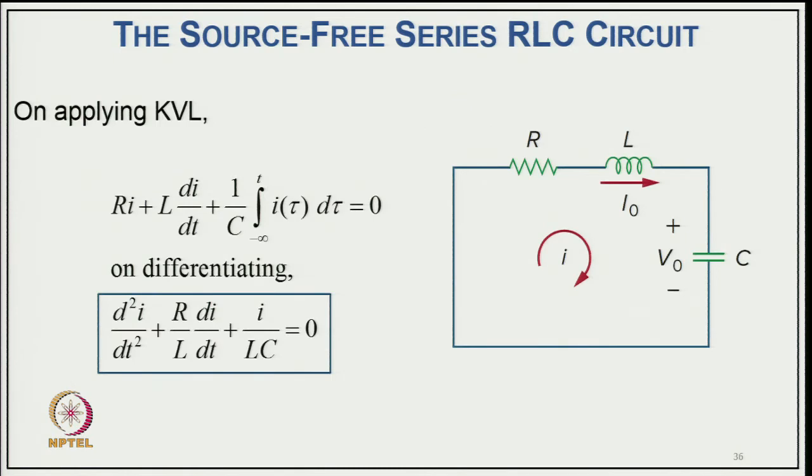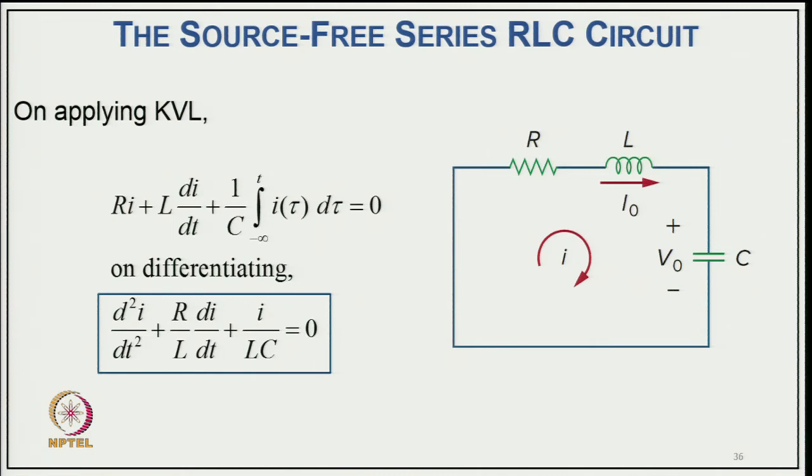Now, for this RLC circuit, we can apply Kirchhoff's voltage law in this loop. So, we can clearly see here: Ri plus L di/dt plus (1/C) times the integral from minus infinity to t of i dt equals 0. On differentiating this whole equation and dividing by the inductance, it becomes d²i/dt² plus (R/L) di/dt plus i/(LC) equal to 0, where we are considering i as the loop current in this circuit.